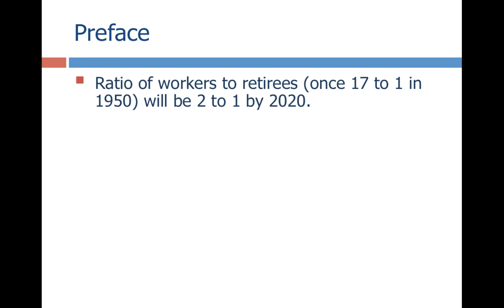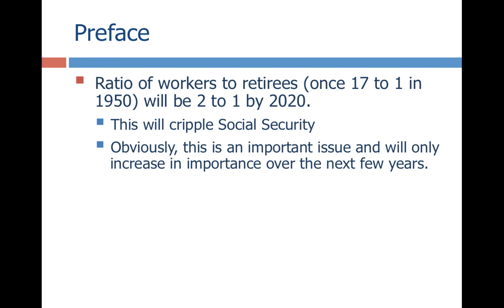But on top of that, this situation on retirement and saving for your own retirement is becoming increasingly important because we can't necessarily rely on Social Security. The ratio of workers to retirees, which once was 17 to 1 in 1950, is going to be down to about 2 to 1 by 2020 and going to worsen from there. And this will cripple Social Security over time. So there's a fear that Social Security may not be there when we need it. And that just makes the relevance of saving for your retirement now that much more important.